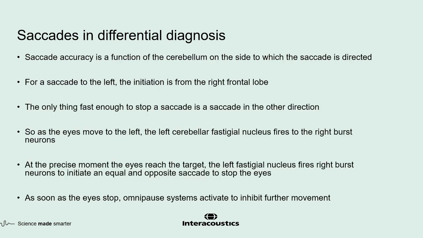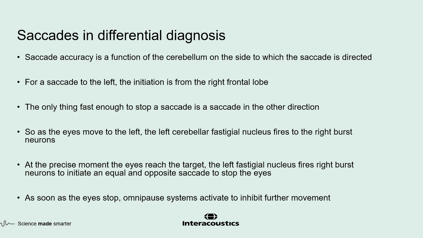Now, saccade accuracy, this is important. We haven't spoken about this yet. Saccade accuracy is largely a function of the cerebellum on the side to which the saccade is directed. So when you do a saccade to the left, it's initiated by the right frontal lobe. The only thing that's fast enough to stop a saccade is actually a saccade in the other direction.